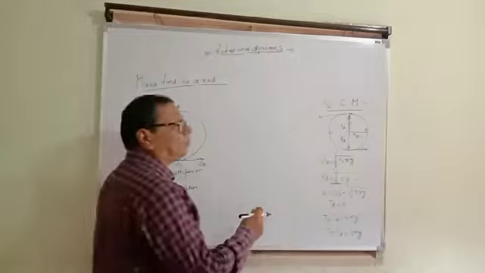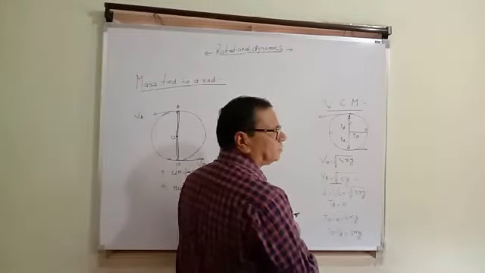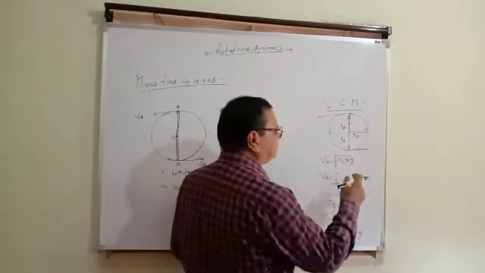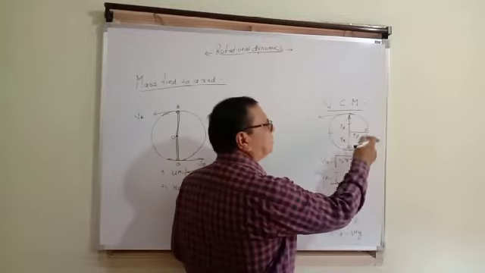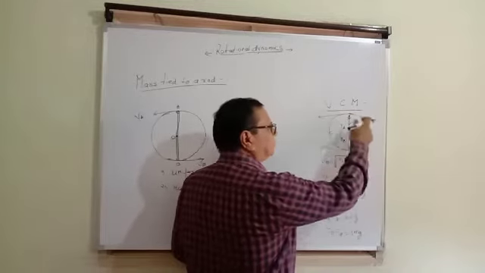In vertical circular motion, the body always requires minimum tension, or it requires tension in the string at every point.